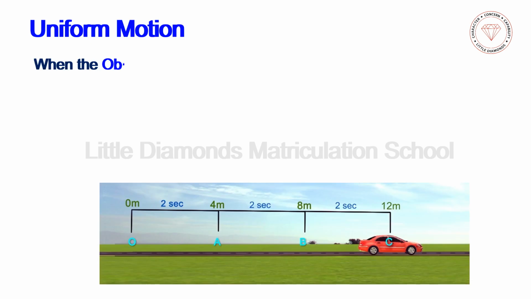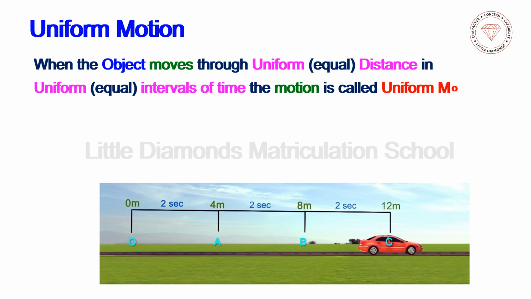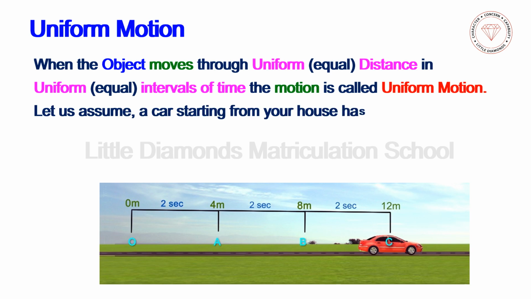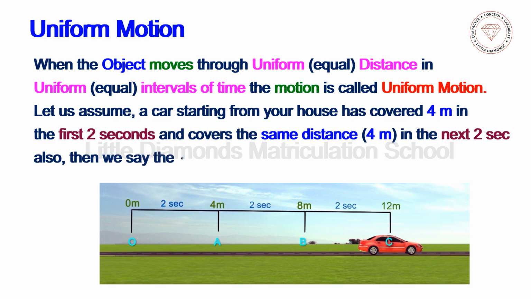Type of motion based on speed. Uniform motion, non-uniform motion. Uniform motion. When the object moves through uniform or equal distance in equal intervals of time, the motion is called uniform motion. Let us assume a car starting from your house has covered 4 meters in the first 2 seconds and covers the same distance 4 meters in the next 2 seconds also. Then we say the car is in uniform motion.